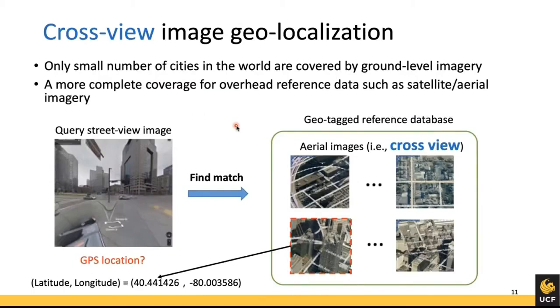As we mentioned before, for image geolocalization, to build a reference database, we can either collect the same view, so if the query is street view, we collect the reference database from street view, or we can collect images from a different view, like satellite images. For same-view geolocalization, only a small number of cities in the world are covered by dense ground-level imagery. On the other hand, satellite images have a more complete coverage of the Earth. That's why in this talk, we'll focus on cross-view image geolocalization.